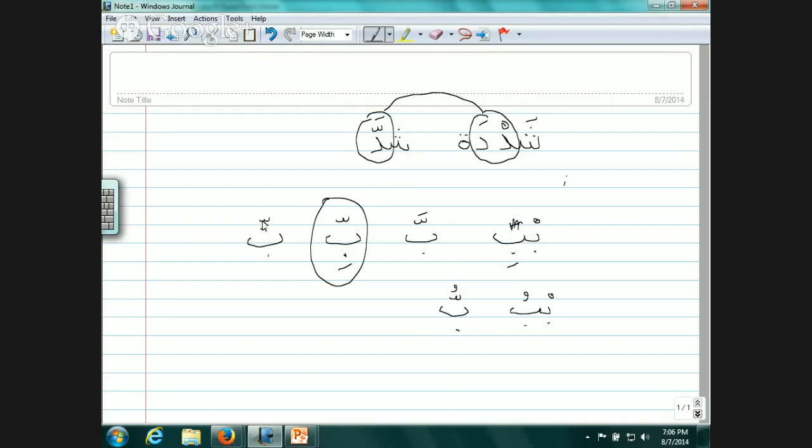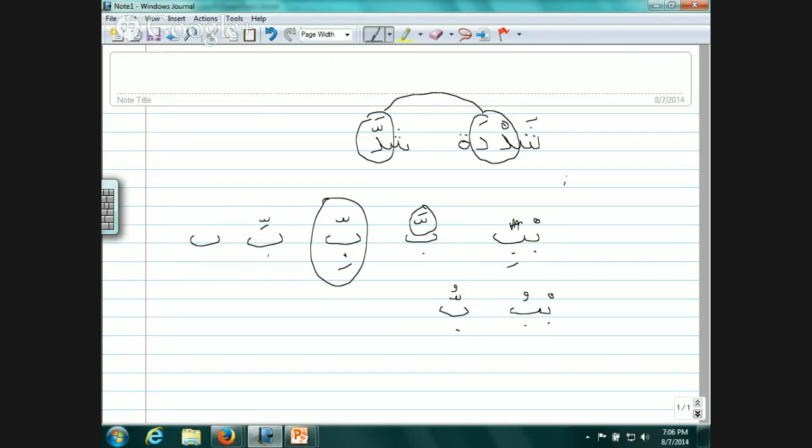The shadda, if it's below the shadda, it actually represents a kasra. And if it's above the shadda, like this, it represents a fatha. Exactly. Now, why do you think they do this? Why would anyone in their right mind do this? Because look how you write.